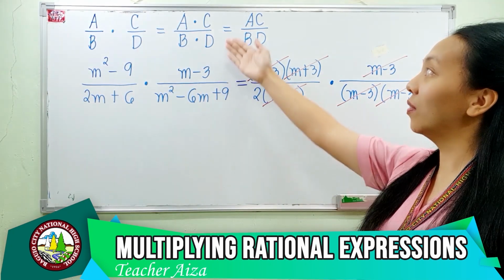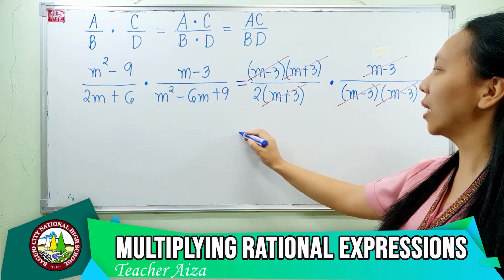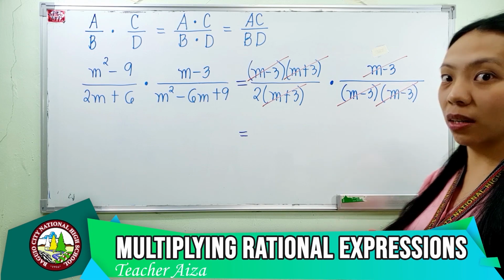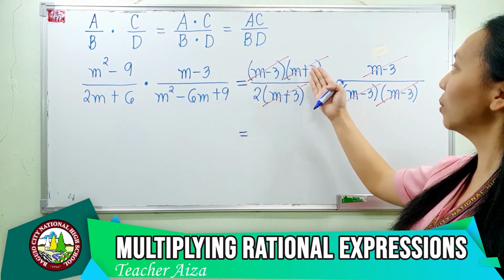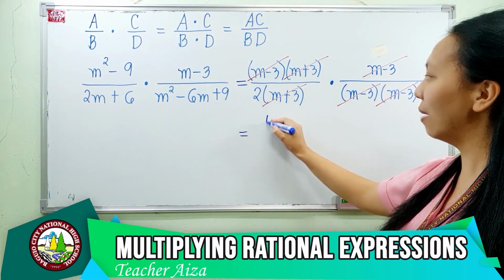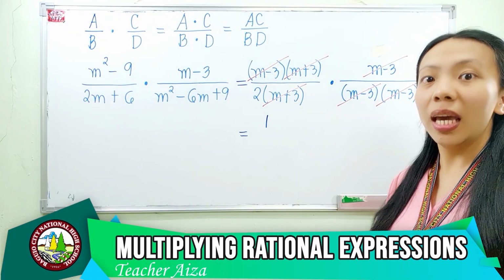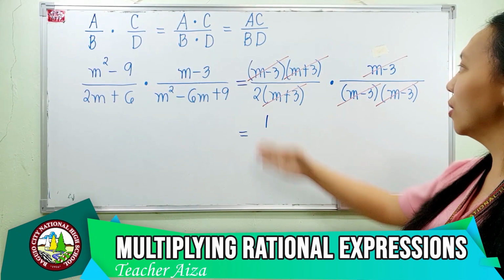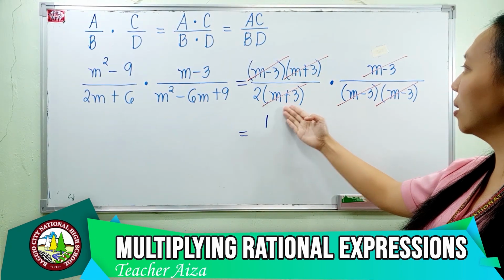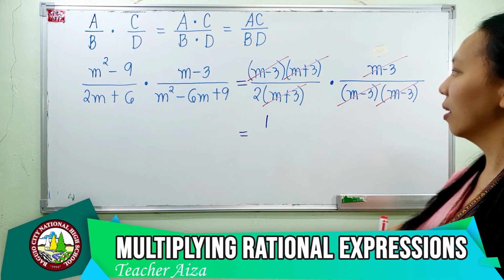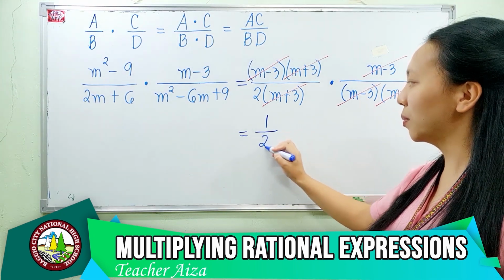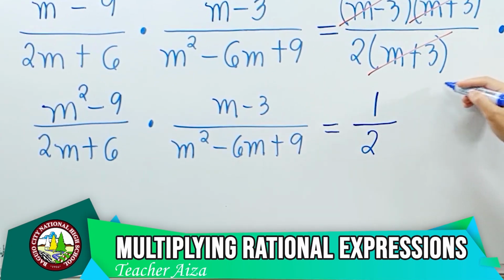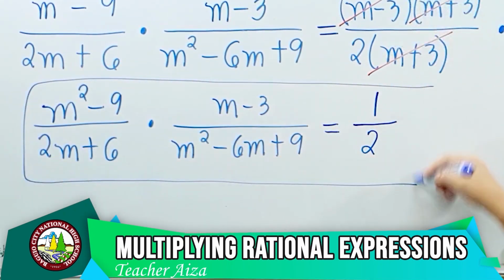We now apply this rule. How do we do that? We multiply all the factors that remain in the numerator. We have 1 times 1 times 1. So we have 1 in the numerator. And multiply all the remaining factors in the denominator. We have 2 times 1 times 1 times 1. That would be equal to 2. The product of these two algebraic fractions is 1/2.